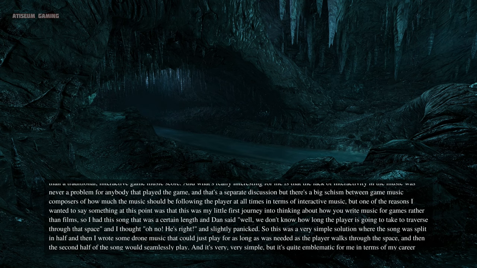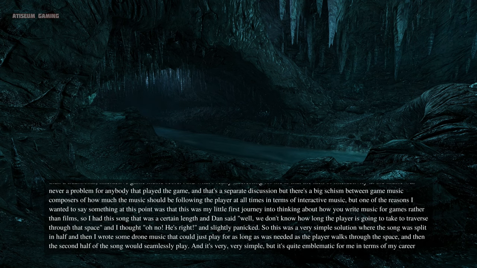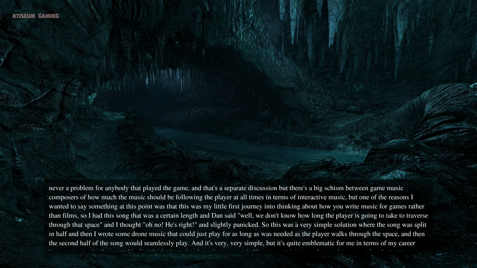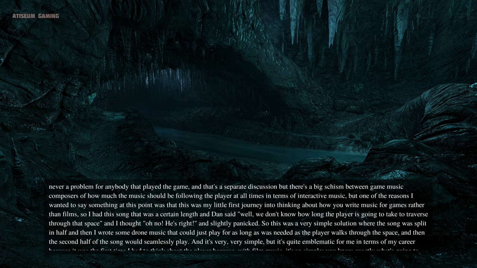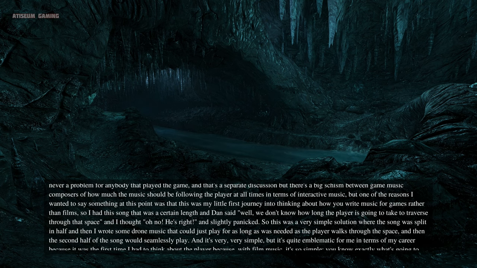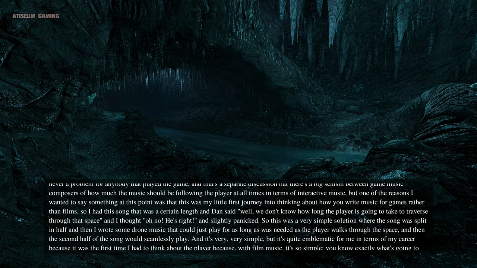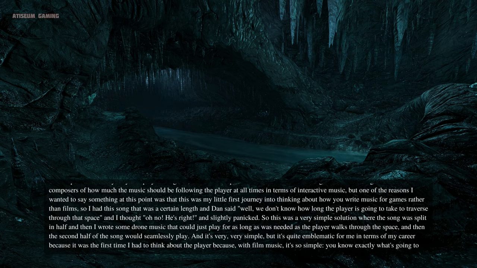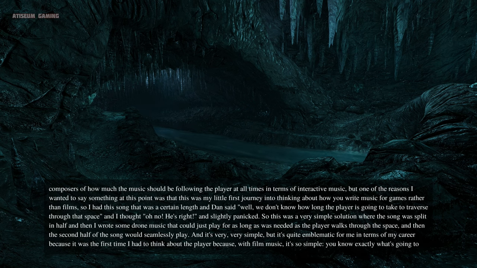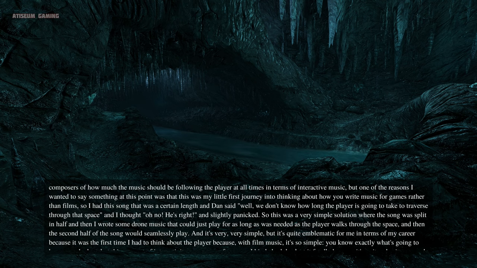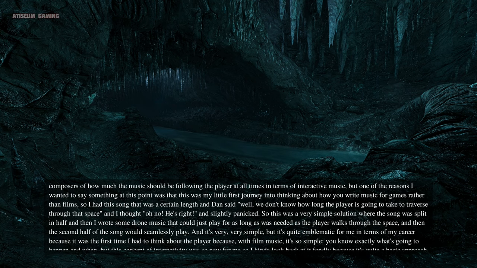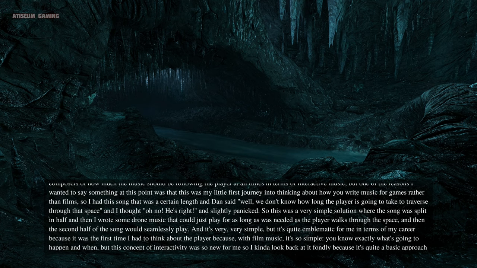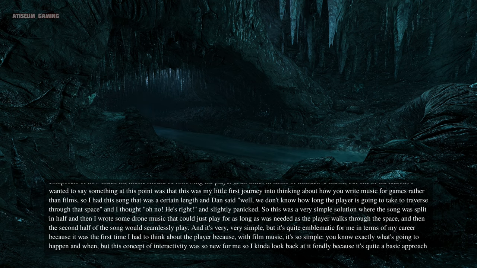But one of the reasons I wanted to say something at this point was that this was my first little journey into thinking about how you write music for games rather than films. So I had this song that was a certain length, and Dan said, well, we don't know how long the player is going to take to traverse that space. And I thought, oh no, he's right, and slightly panicked. So this was a very simple solution where the song was split in half, and then I wrote some drone music that could just play for as long as was needed as the player walked through the space, and then the second half of the song would seamlessly play.